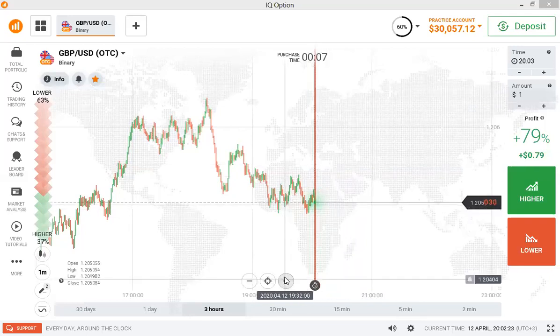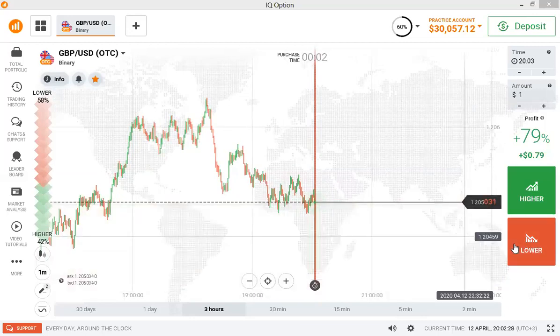So, today's class, we're going to talk about SNR levels and how to trade on SNR levels. That is the support and resistance. Support and resistance.